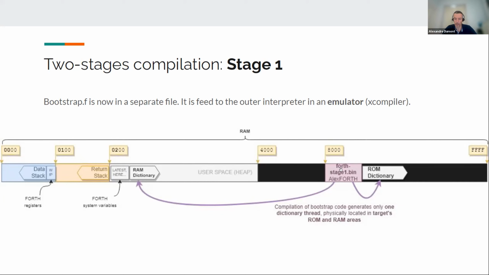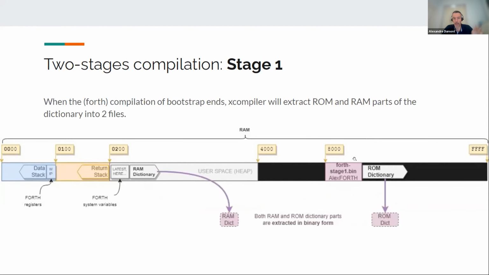I do that, and everything is automated. Then when we reach the end of the bootstrap file, there's something notifying the compiler, and the compiler extracts both parts of the dictionary to a binary image file.